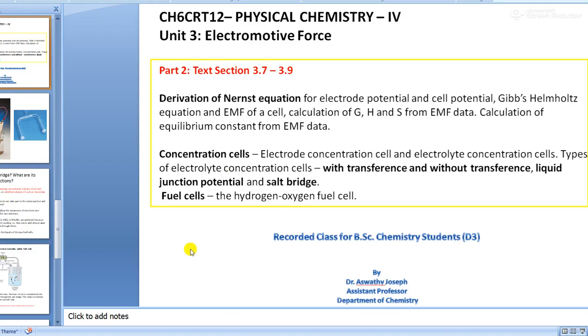Dear students, this is the second part of our unit electromotive force, and in this recorded class we will be learning about the Nernst equation, derivation for Nernst equation for the electrode potential and cell potential, then Gibbs Helmholtz equation and EMF of the cell, calculation of free energy, enthalpy and entropy from the EMF data.